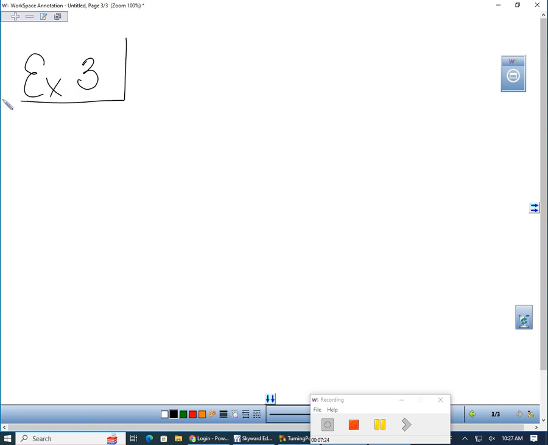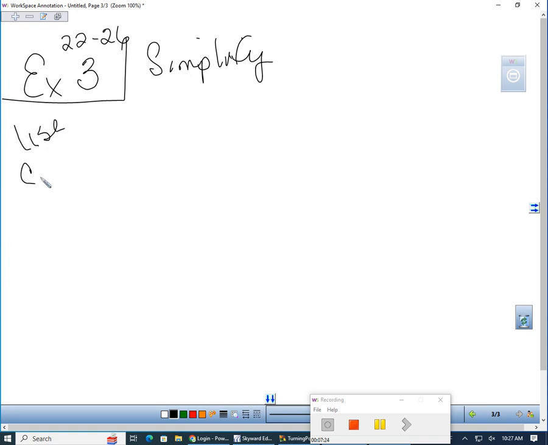Okay, example number 3. Example 3 is going to cover 22 through 26. And it says to simplify. What I want you to do is use your calculator. I want you to practice putting this in the calculator. Are you ready? How about 4 to the 3 halves. So you type in 4, use your little caret button, and in your exponent put 3 divided by 2. It is 8. I agree.